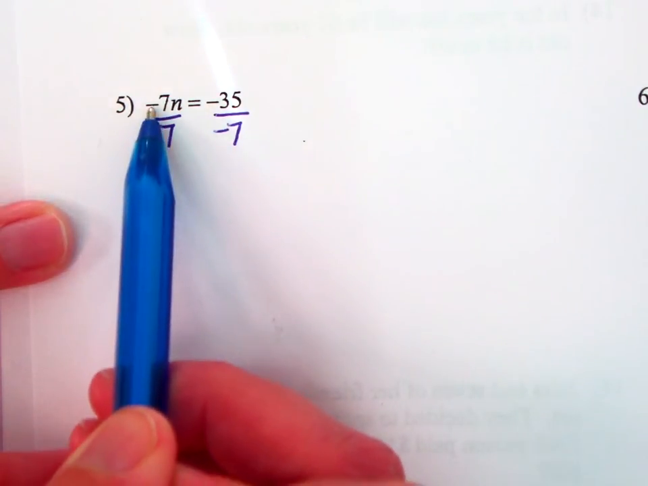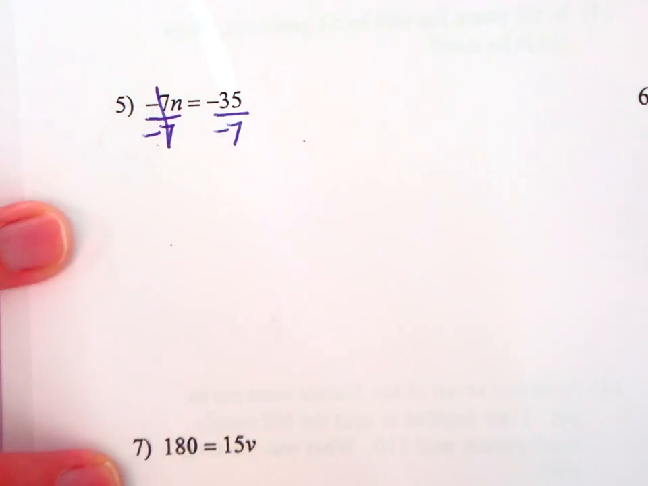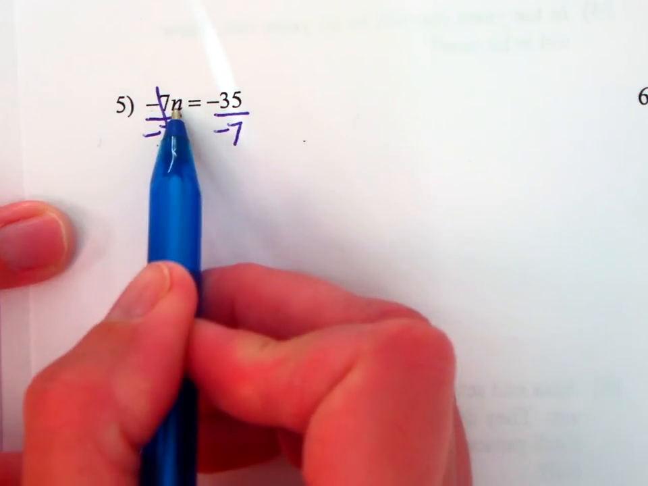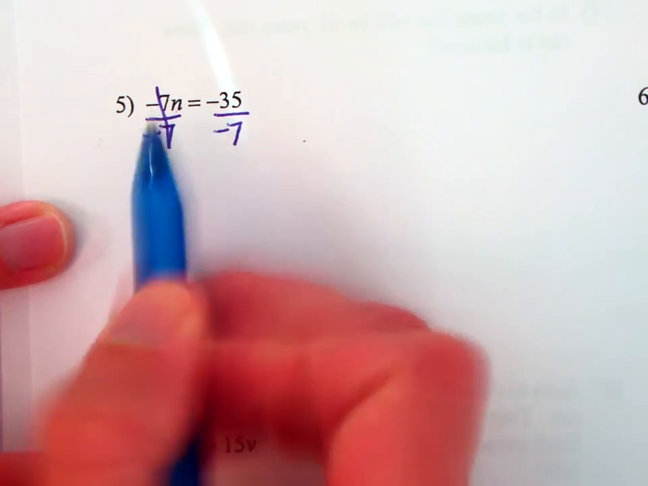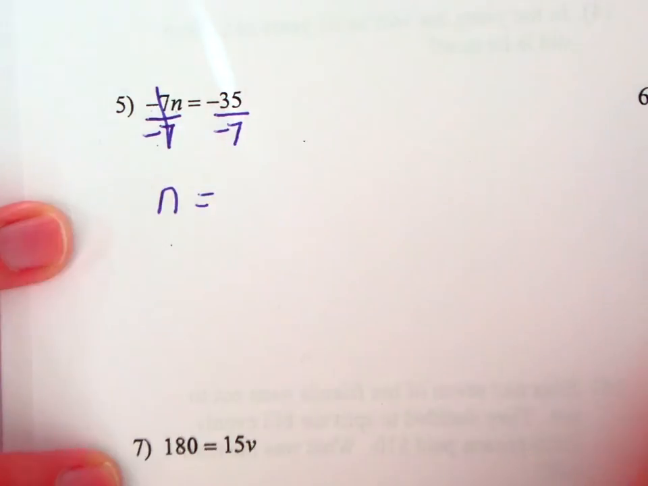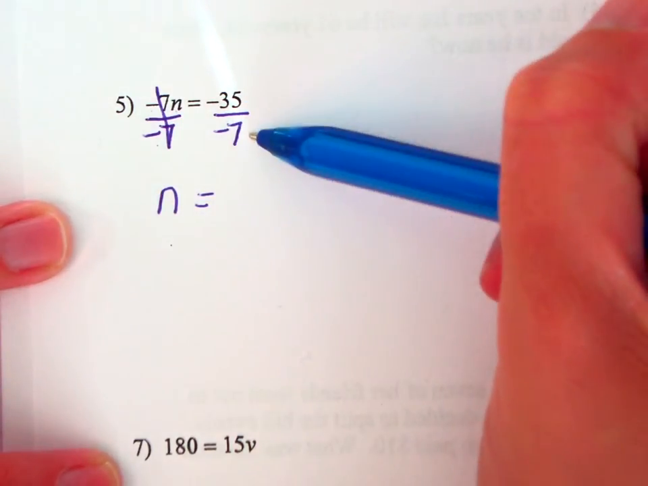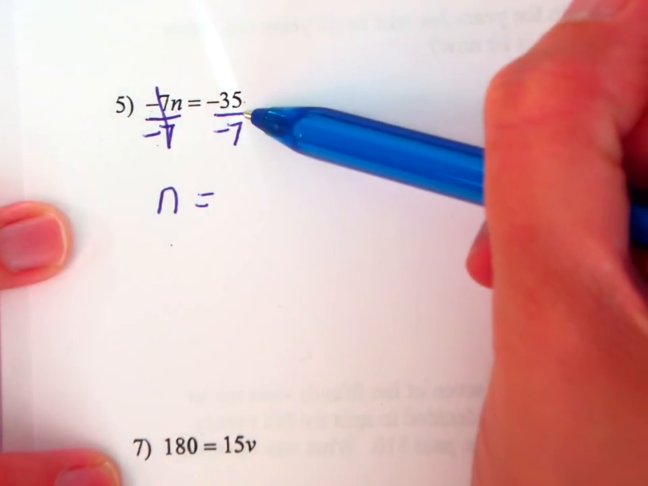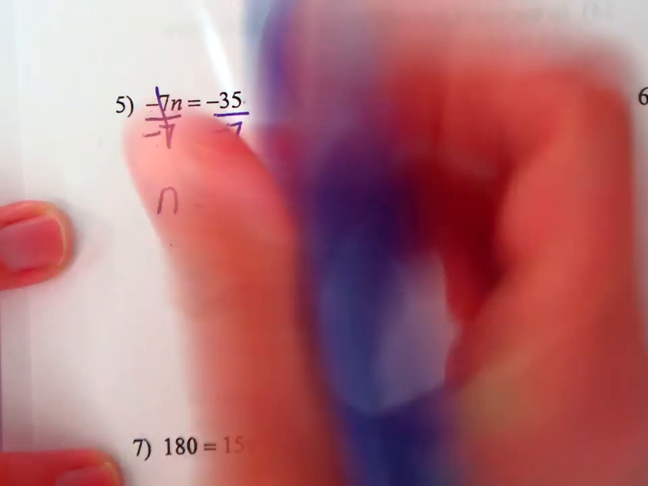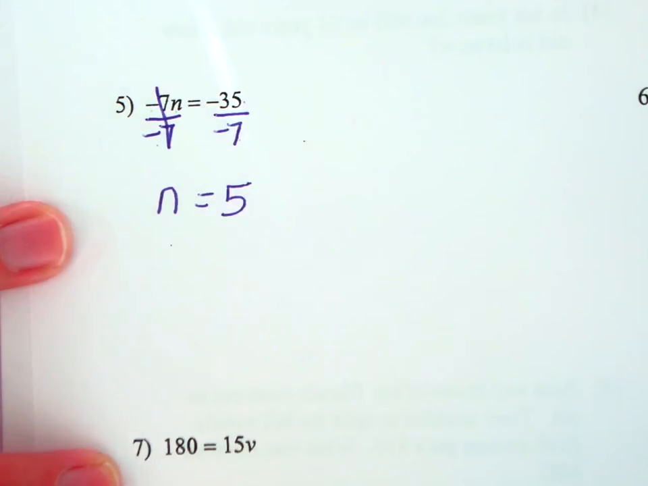And what happens here is a negative 7 divided by negative 7 cancels to 1. So there's our 1n, which is the same as just n. And then we can divide the other side. Negative 35 divided by a negative 7 becomes a positive 5.